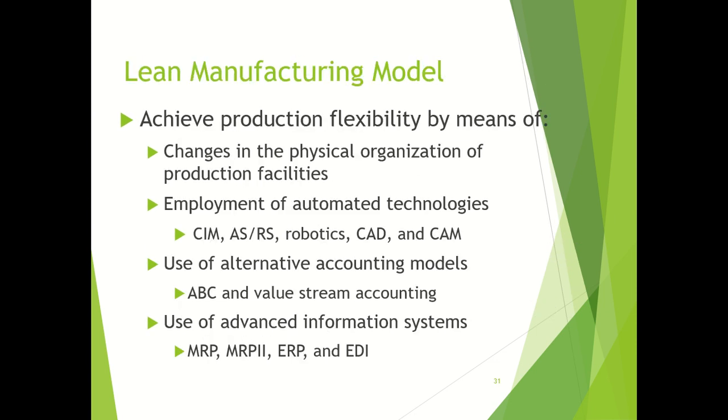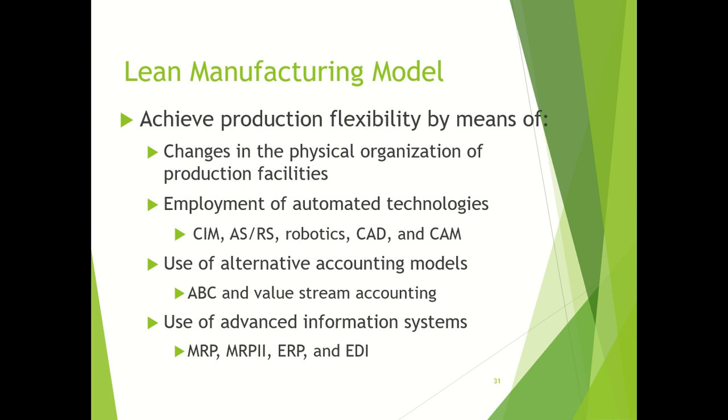Okay? So in the lean manufacturing model, okay, we have to achieve production flexibility by means of, okay, although nabanggit ko na itong mga to kanina, no, we need to change the physical organization of the production facilities. So we need to maximize the space, we need to minimize the waste, no, so that it could be properly laid out. No, proper layouting in our production facilities are very important, no?